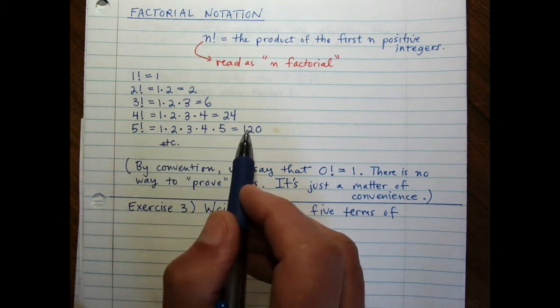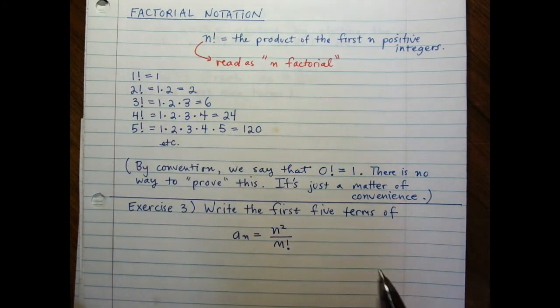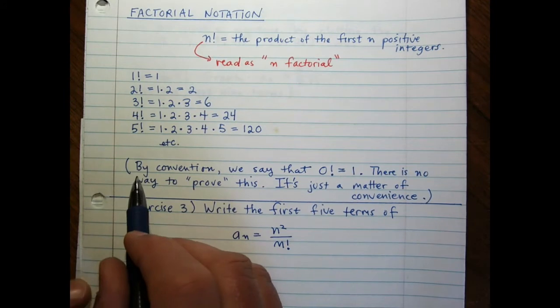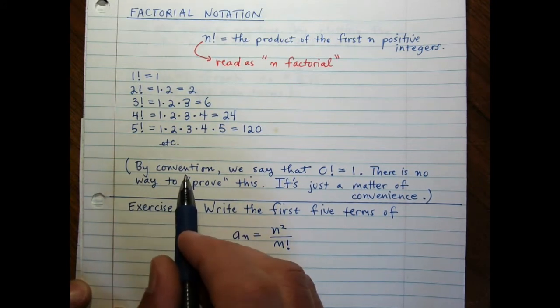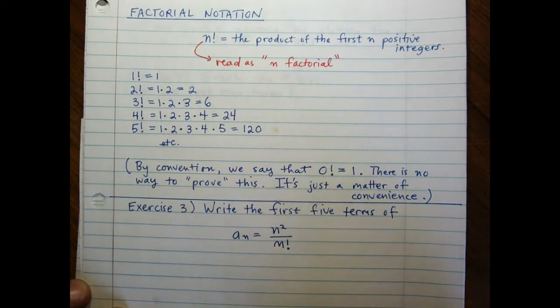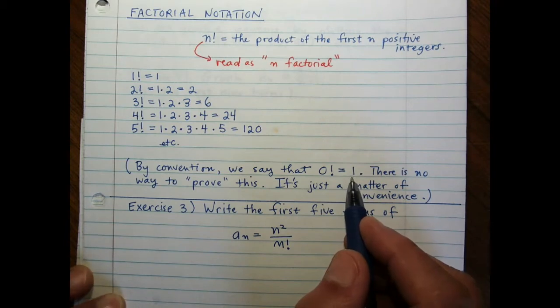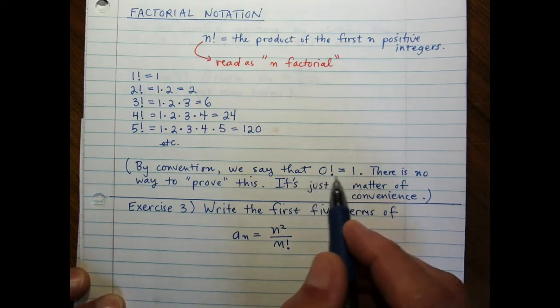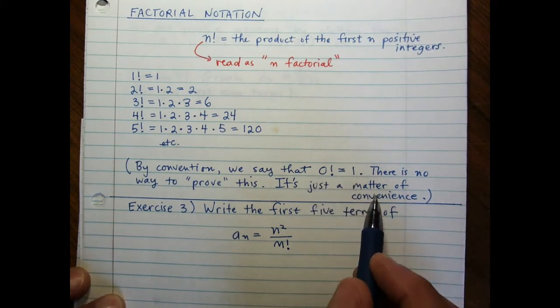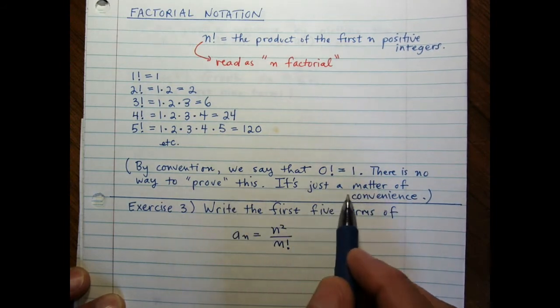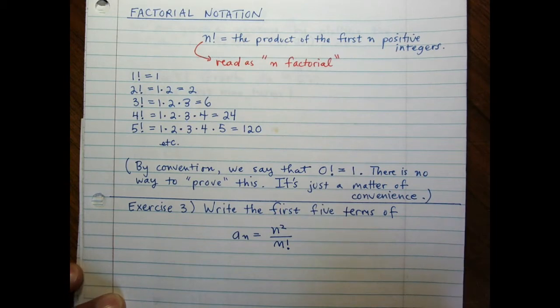And by convention, we say that 0 factorial is equal to 1, and there's really no way to make sense out of this. I've seen YouTube videos trying to explain why, but it really is just a matter of convenience. It makes certain formulas easier to write down. That's why we say 0 factorial is 1.